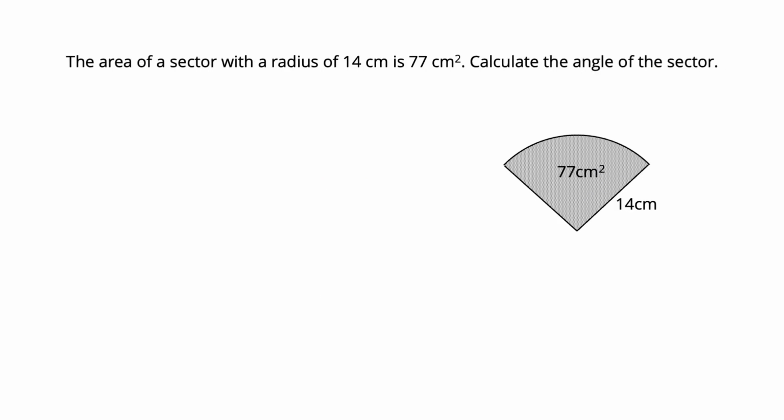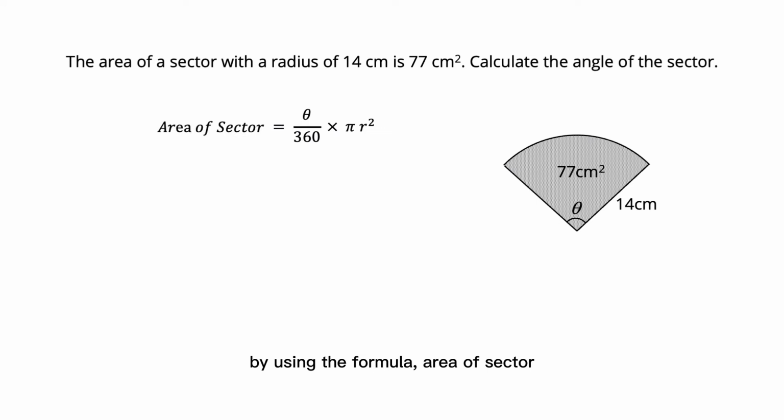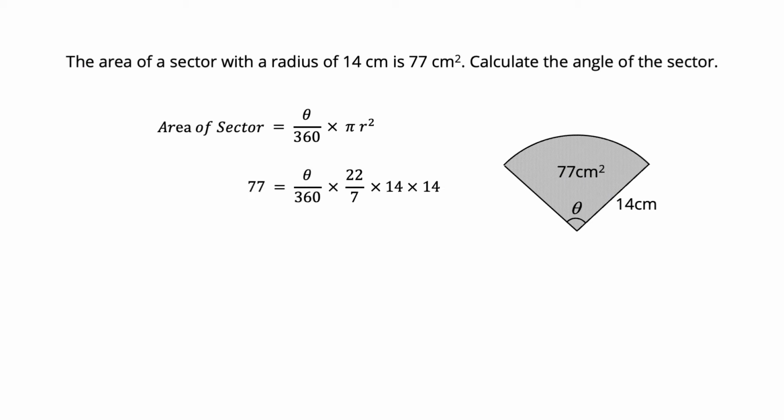The area of a sector with a radius of 14 cm is 77 cm squared. Calculate the angle of the sector. For this question, we are going to find out the angle of the sector by using the formula area of sector equals theta over 360 times pi r squared. The area 77 cm squared is given, and the radius is 14 cm. Substitute the area and the radius into the formula. 77 equals theta over 360 times 22 over 7 times 14 times 14.